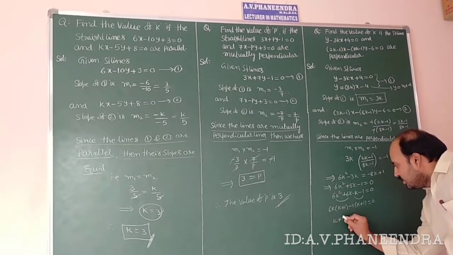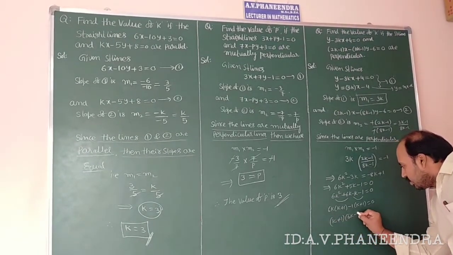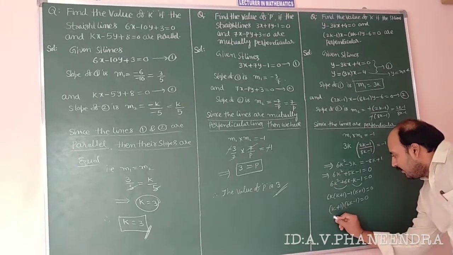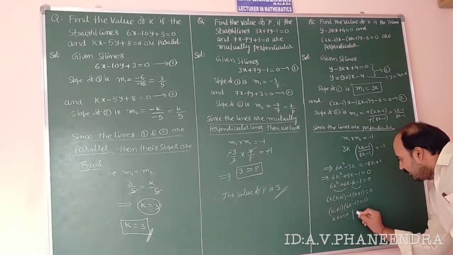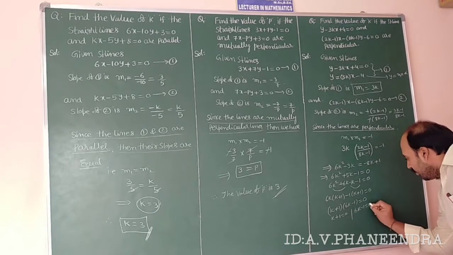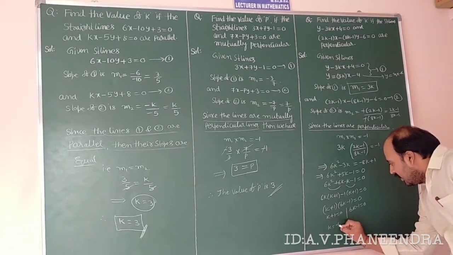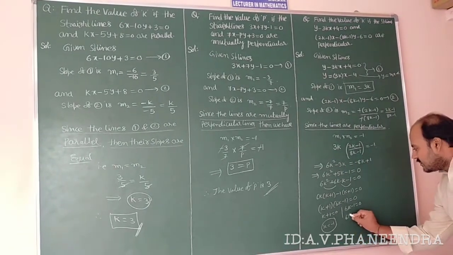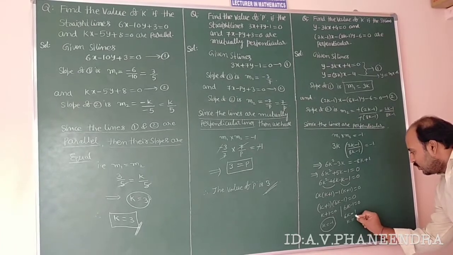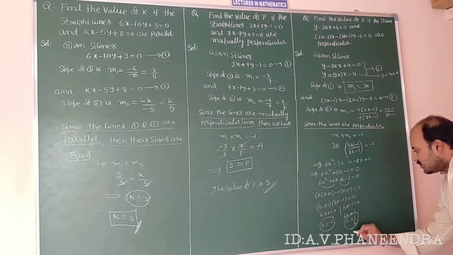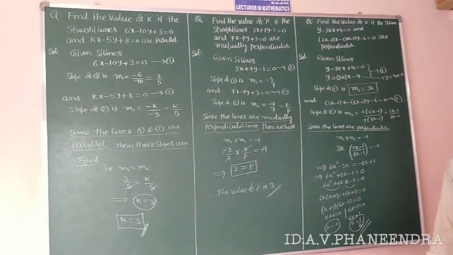So k plus 1 into 6k minus 1 is equal to 0. So k plus 1 equal to 0 and 6k minus 1 equal to 0. So k is equal to minus 1 and 6k is equal to 1, k is equal to 1 by 6. So these are the possible values of k.